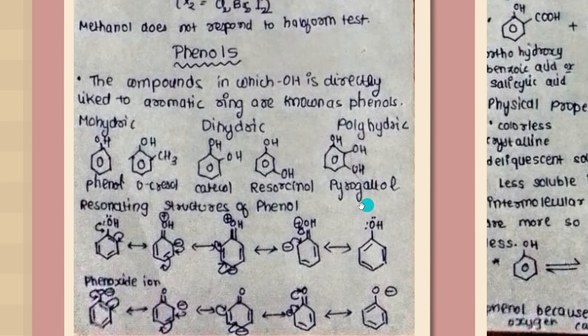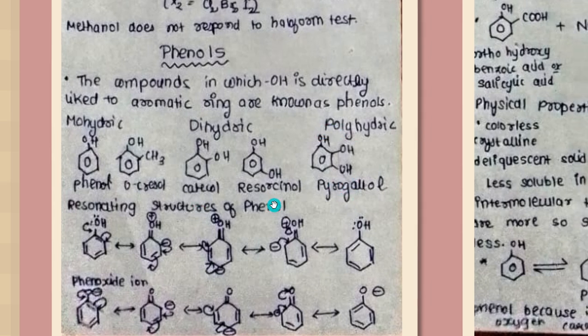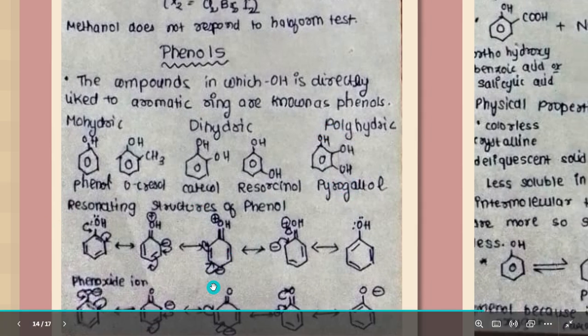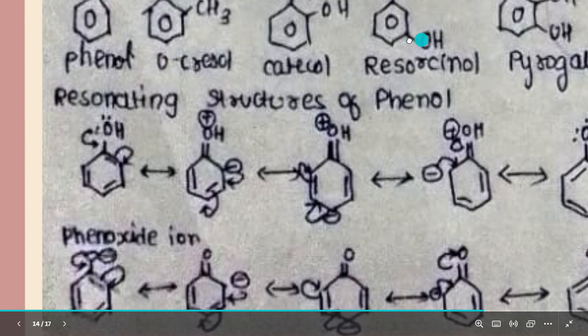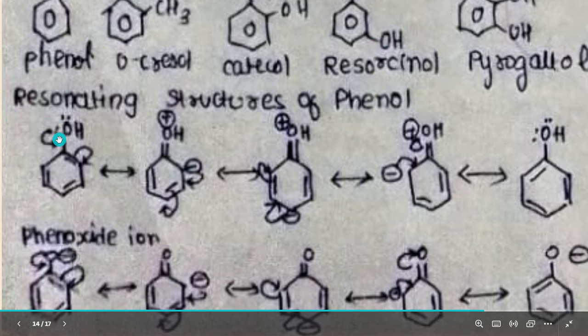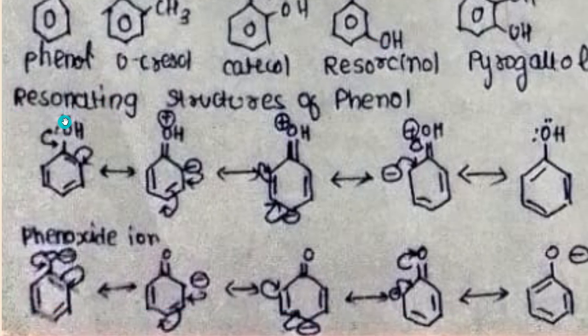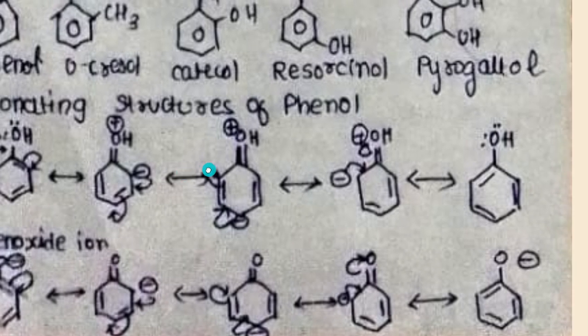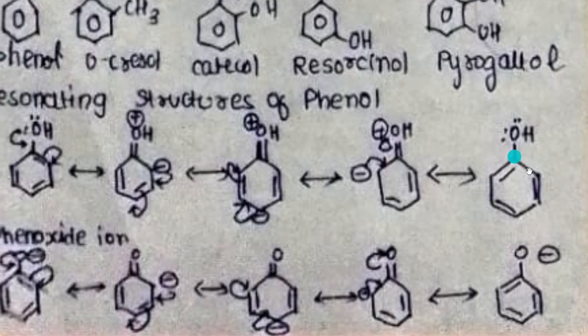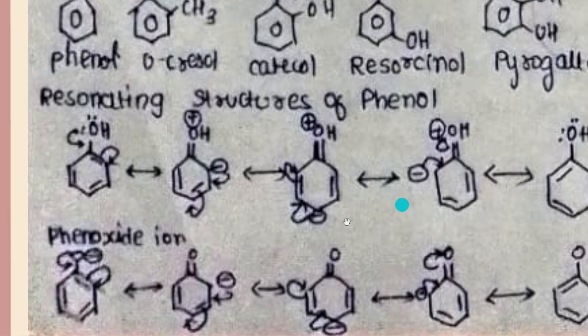Now coming to the resonating structures of phenol. These are the resonating structures of phenol, which means what? The lone pair of electrons present on the oxygen shift from one position to another, making some isomeric structures of the same phenol. Here you can see the first and last structures are almost the same, the only difference is the position of double bonds.